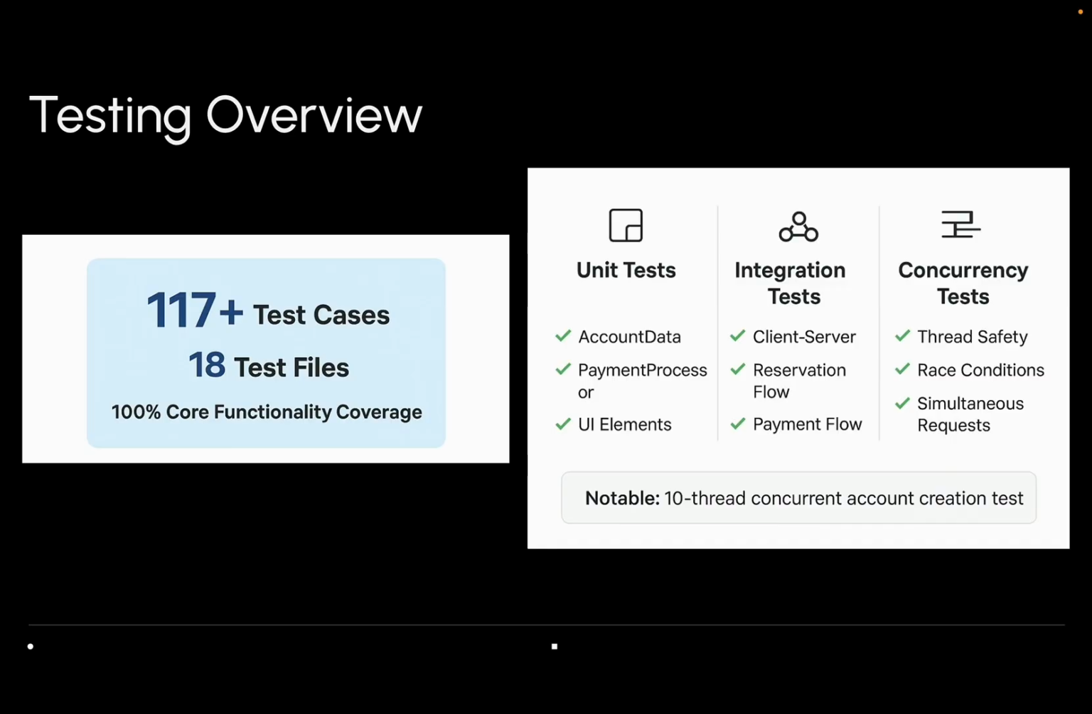Some other notable tests include our concurrency test that simulates 10 threads trying to create the same account simultaneously, ensuring that only one succeeds. We also have a comprehensive password validation test covering all types of edge cases. All tests use JUnit and can be run automatically to catch regressions.